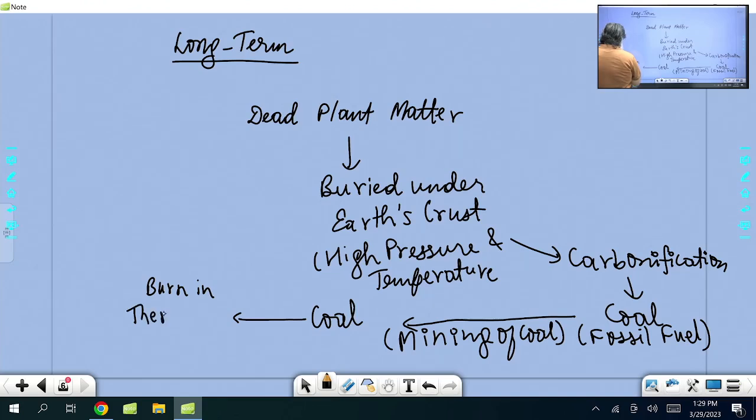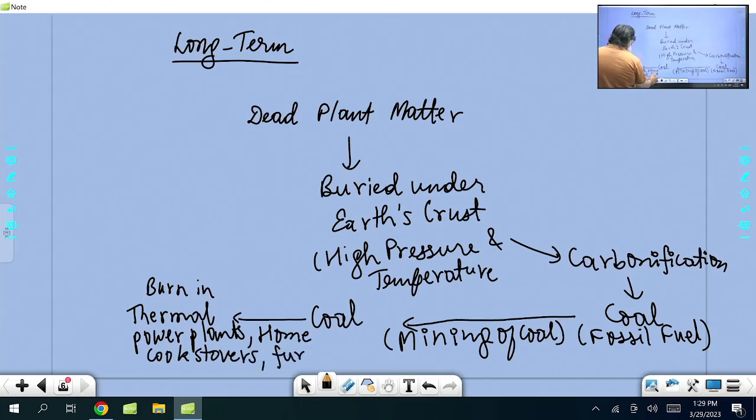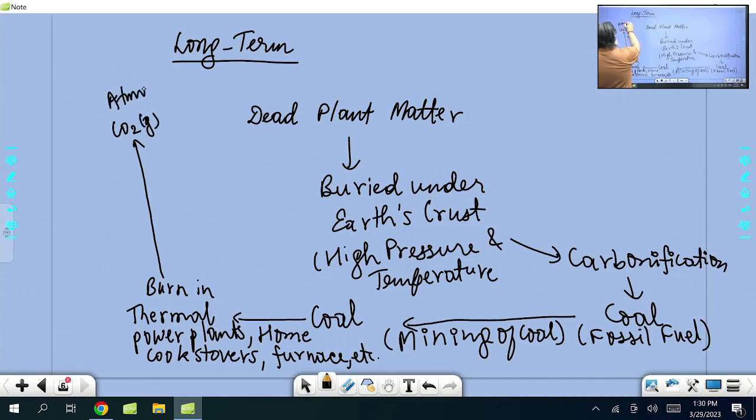In thermal power plants, in home cooking, even in furnaces, and in industries, we burn fuel, and that releases CO2 gas to the atmosphere. This CO2 then goes to the atmosphere through the burning process, and it is taken up by plants.